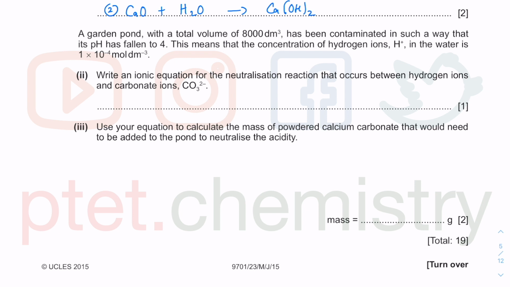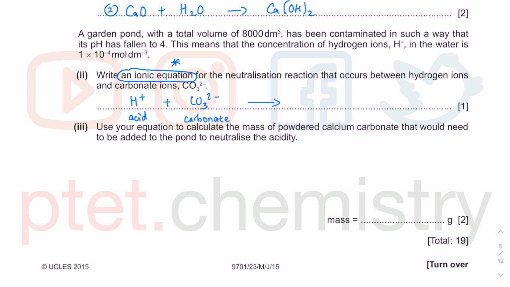Now this last bit is asking you to write an ionic equation. So in an ionic equation, you must have state symbols. This is between hydrogen ion and carbonate ion. The H plus ion is present in acid. The carbonate ion is present in metal carbonate. So you're talking about any carbonate will react with acid.